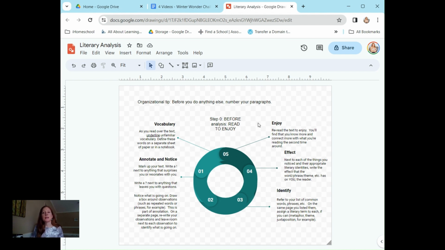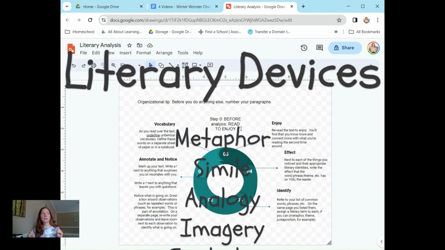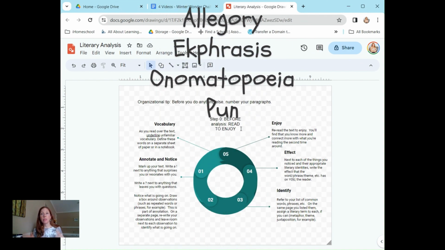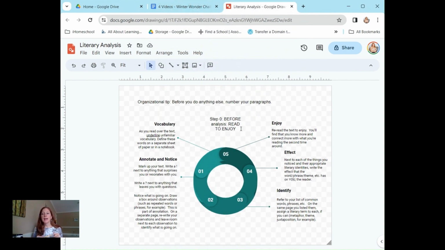Then notice observations. Observations are things like repeated words, repeated phrases. Maybe something sticks out to you as, oh, that's a metaphor, or that's juxtaposition, or something like that. If you're in the upper level English classes, you probably know a lot of your literary terms, literary devices. So, put boxes around those things that stand out to you that are useful in understanding the text or understanding common themes that are repeated.